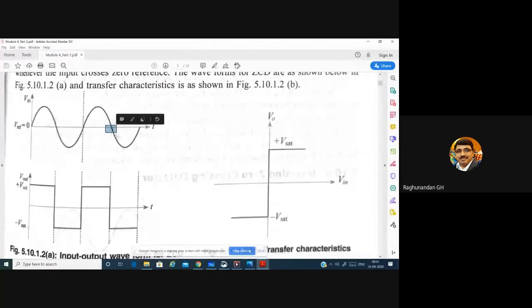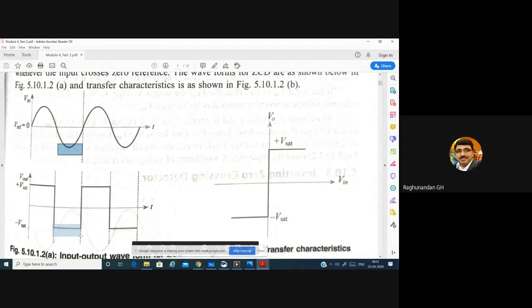Crossover between the signal and the zero reference line. Only during that phase do you have a change in the output. After that there is no change. See, here you have positive voltage, so you have a constant positive saturation voltage. You have a negative voltage during this, so you have a constant negative saturation voltage.